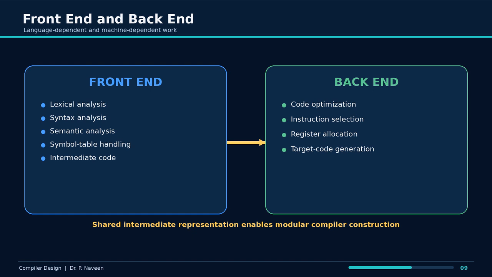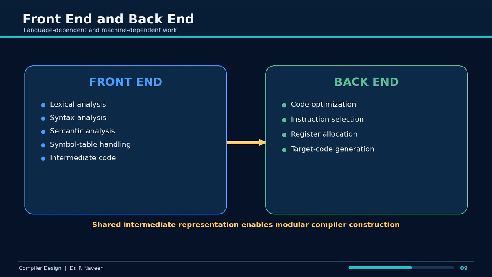After analyzing, the compiler creates an internal form. This internal form is called the intermediate representation. During synthesis, the compiler uses this intermediate representation. Then it generates the target code. In the coming lectures, we will study each phase separately. They include lexical analyzer, syntax analyzer, semantic analyzer, intermediate code generation, code optimization, and code generator. For now, remember this simple idea: analysis understands the source program, synthesis produces the target program.